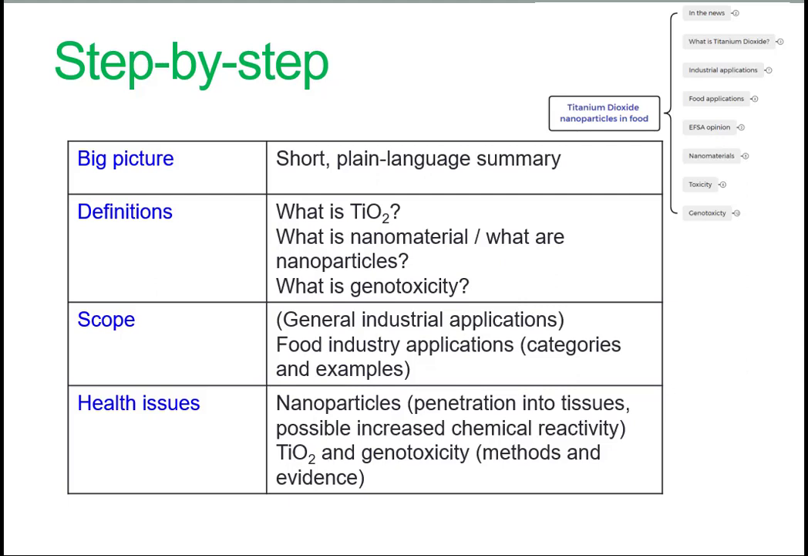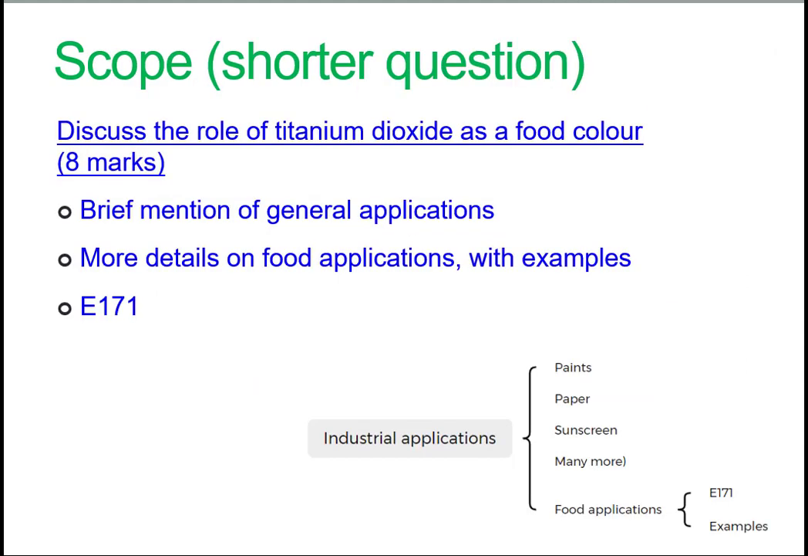Also, when looking at an issue, you should define your terms first. In this case, we could look at the industrial applications of TiO2, maybe briefly mention non-food applications, but the bulk of your answer should be food related. We'll look at this answer shortly as an example. The health issues section would have been placed before the scope section, but in both cases ensure you discuss these issues in the context of TiO2.